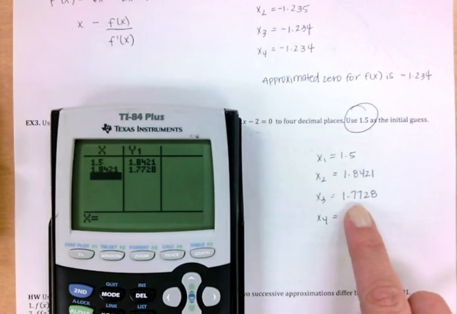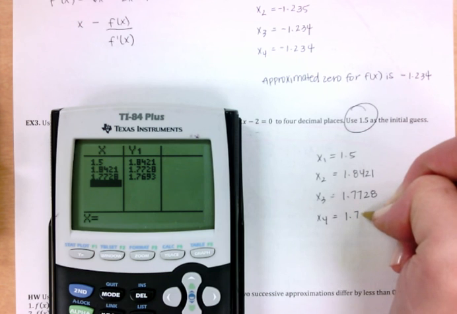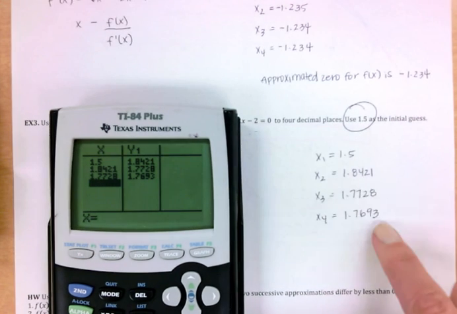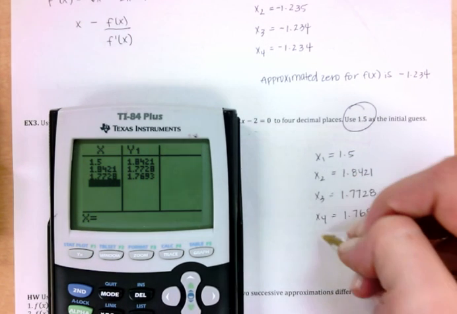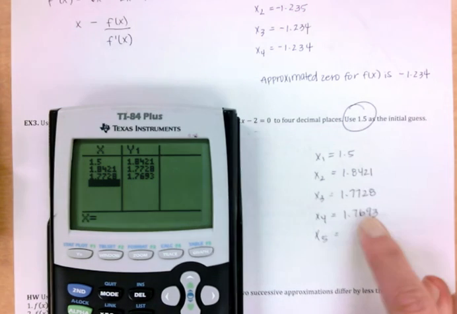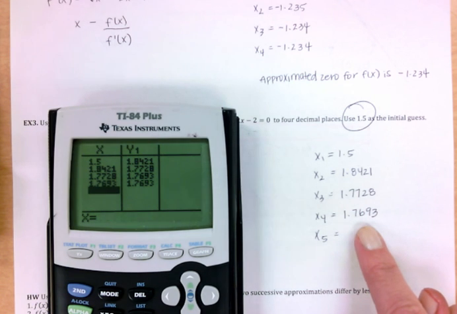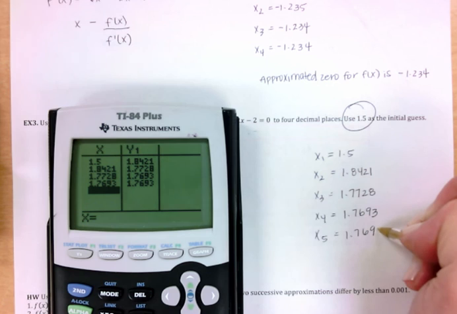Okay, so now let's plug that one in. 1.7728. So my x4, 1.7693. Okay, we're getting closer. Okay, at least you're not fluctuating hugely anymore. You went from 1.5 to 1.8. So let's keep going. So now plug that one in in order to find your x5. Okay, so now you got 1.7693.